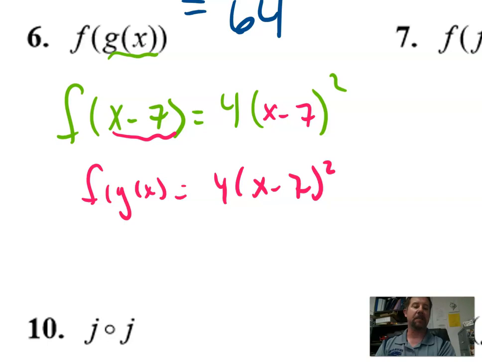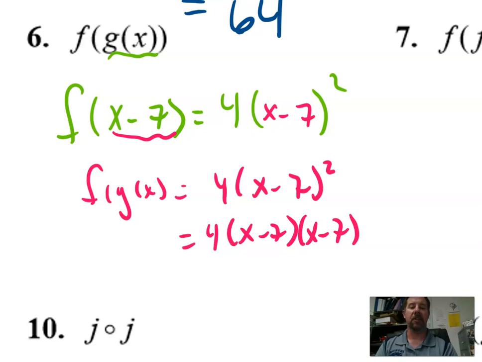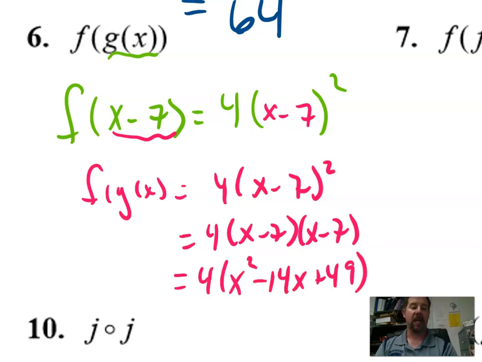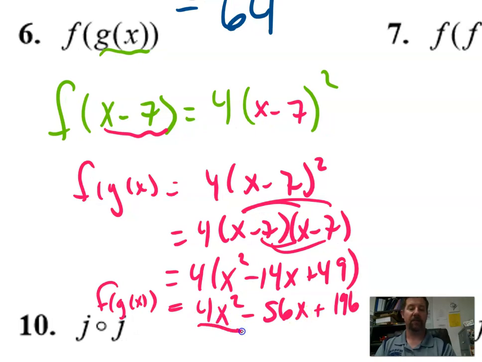Now our directions say to simplify, so now I need to multiply this all the way out. So this means 4 times x minus 7 times x minus 7, or if I double distribute the binomials in the back, I would get x squared minus 14x plus 49. And then I just need to multiply everything by 4. And we get f of g of x equals 4x squared minus 56x plus 196.